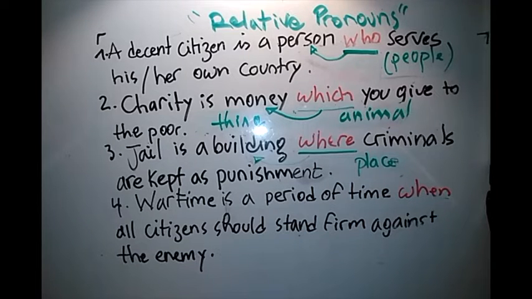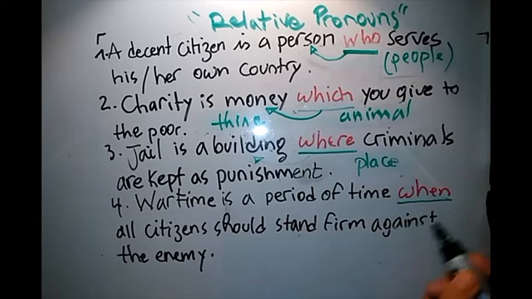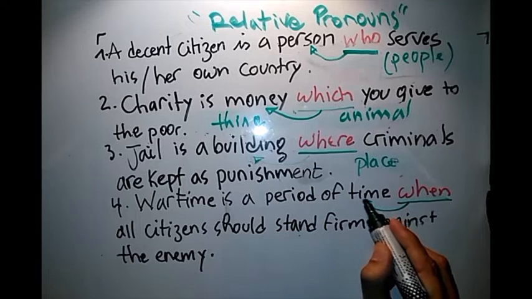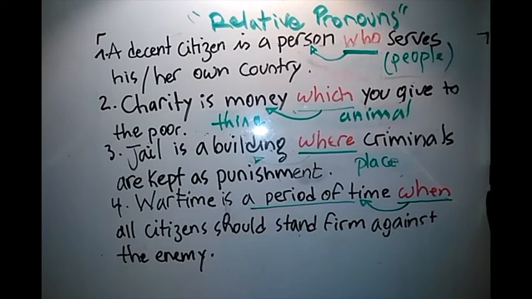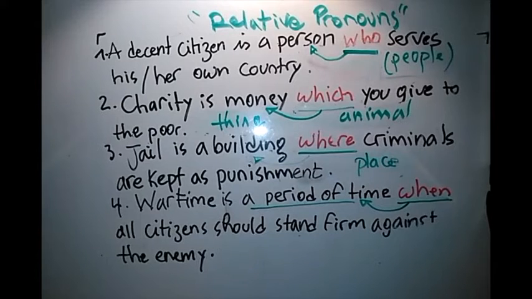Sentence number 4, wartime is a period of time when all citizens should stand firm against the enemy. The relative pronoun used here is when, and as you can see, it refers to time, a period of time. So, the relative pronoun who refers to people, which refers to things and animals, where to place, and when to time.